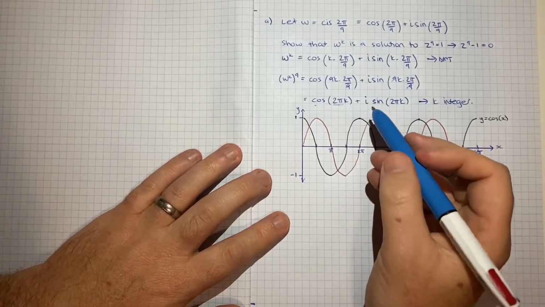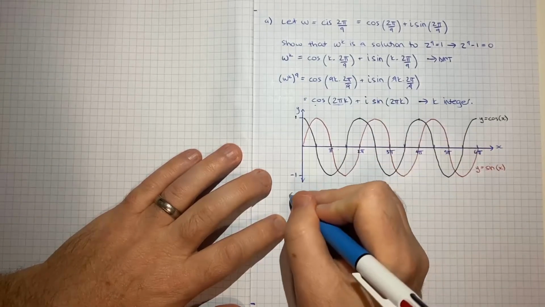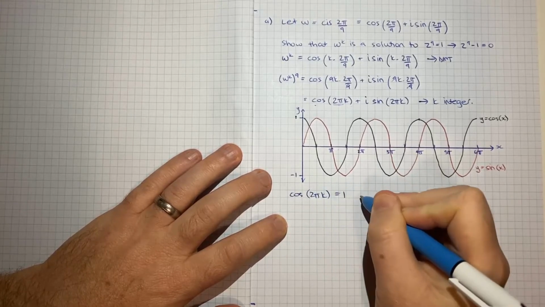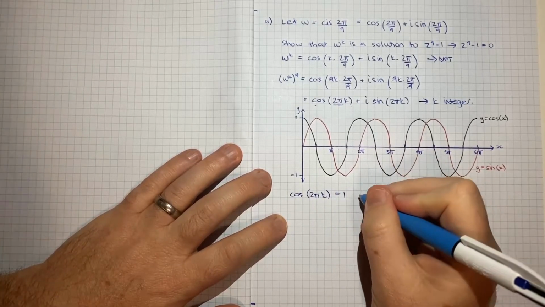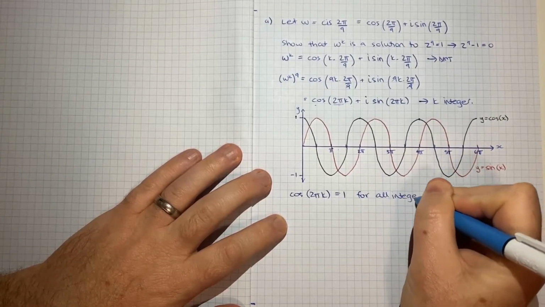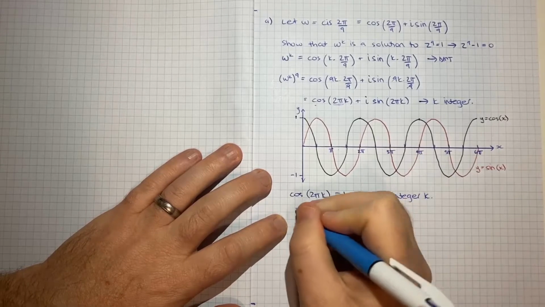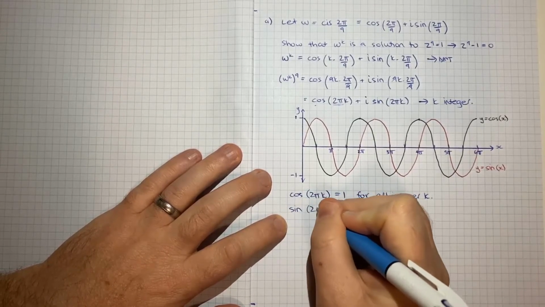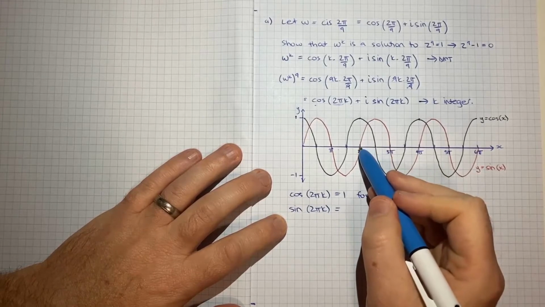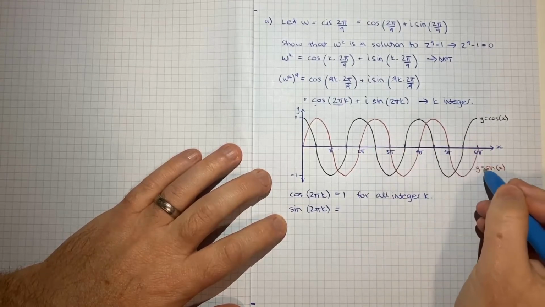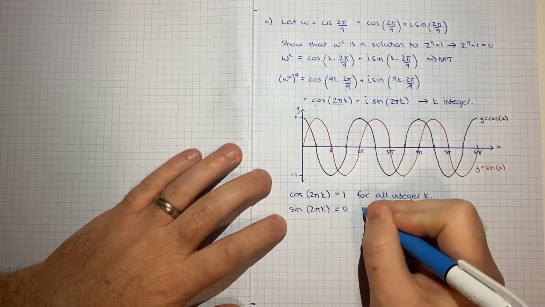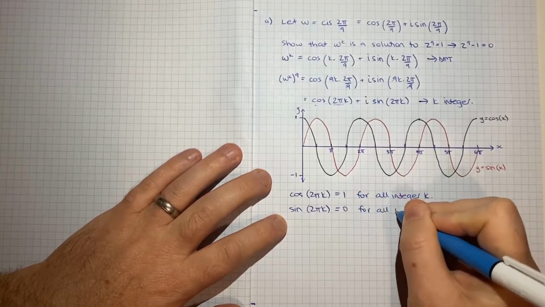So what we'll see is that cos 2 pi k is equal to 1 for all integer k, alright. Now if I focus on sine 2 pi k, at 2 pi sine is 0, the red curve is 0, at 4 pi it's 0, 6 pi it's 0, it's equal to 0 for all integer k.